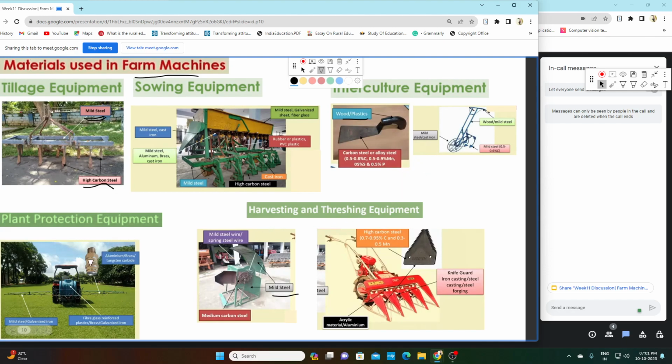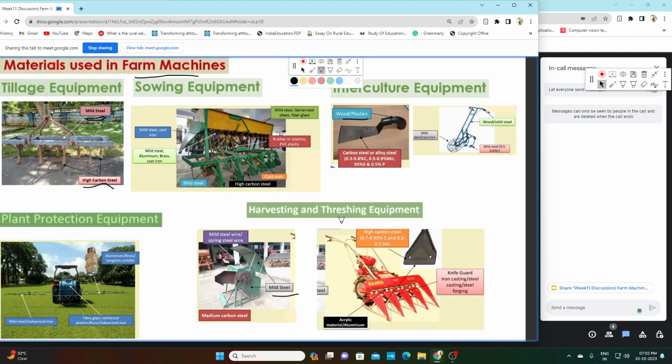Plant protection equipment, the nozzle is made up of aluminum, brass, or tungsten carbide. The boom of the sprayer is made up of mild steel or galvanized iron. And the tank is made up of fiber glass, reinforced plastic, brass, or galvanized iron.